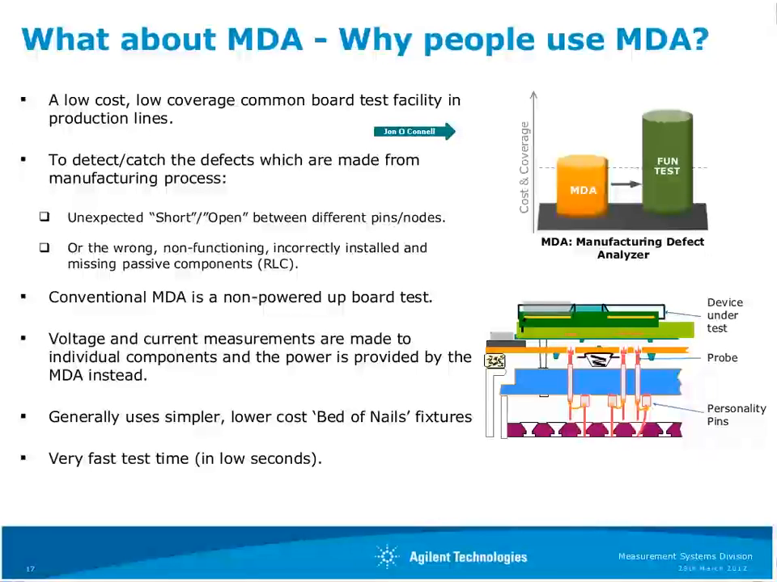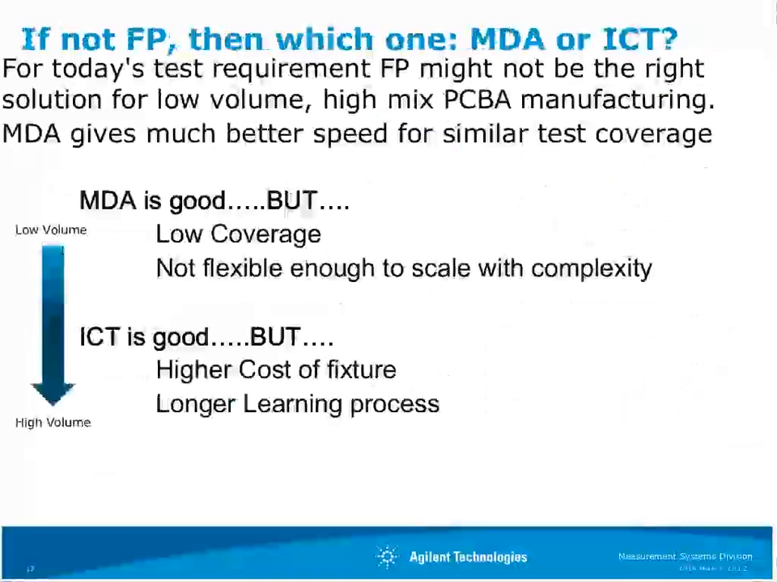Conventional MDAs are a non-powered up board test, and voltage and current measurements are made to individual components, and power is provided by the MDA instead. They generally use a less complex and simpler bed of nails fixture, so that's the advantage that they do have: a simpler fixture construction, and they also have a very fast test time. But they still do rely on the bed of nails fixture. So, if not flying probe, how might we employ more test into the low volume cycle?